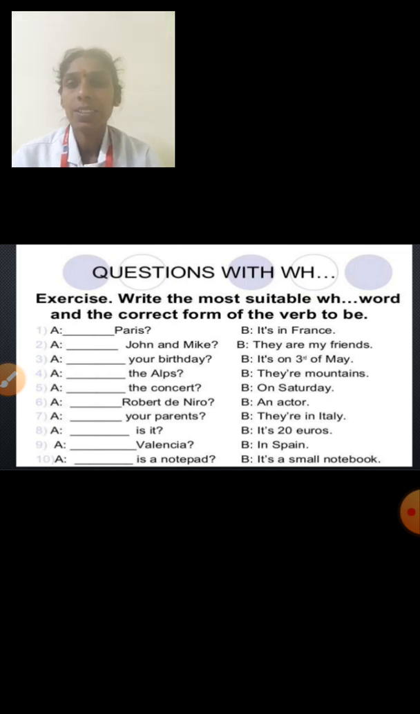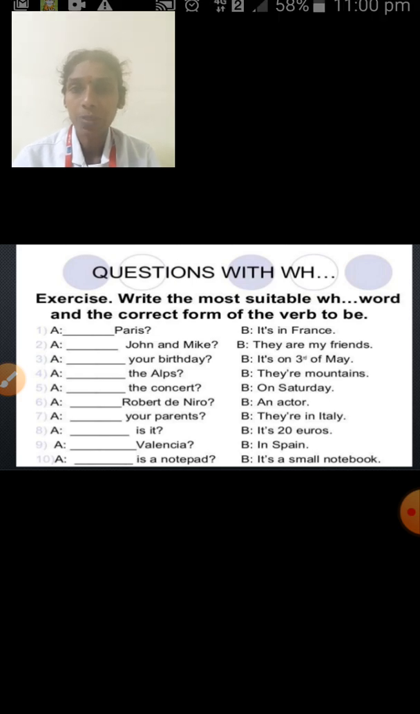Where is Paris? It is in France. That is a question type. Next one.